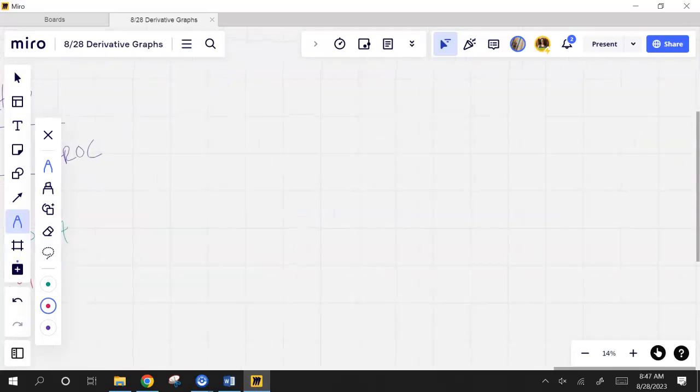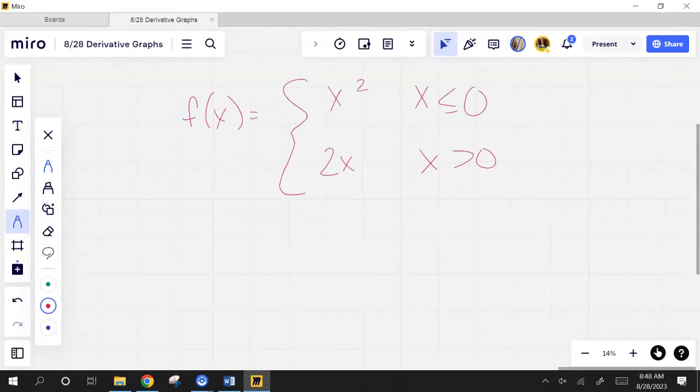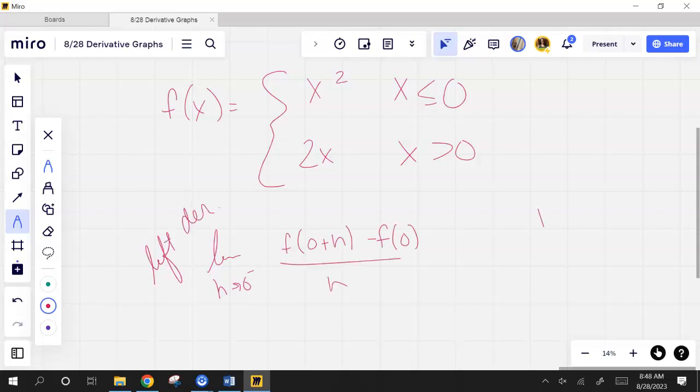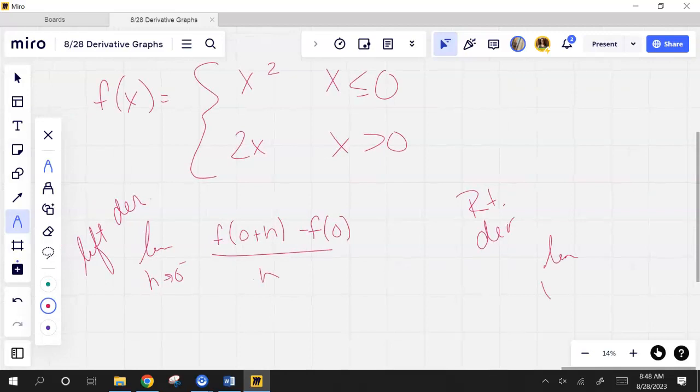Just understand if you have something like this, I feel like this was on your homework this weekend too, I can find the derivative from each side, the slope of the tan line approaching each. To do that, I'm just going to do the limit as h approaches 0 from the left. This is left derivative. Right derivative would be approaching from the right.